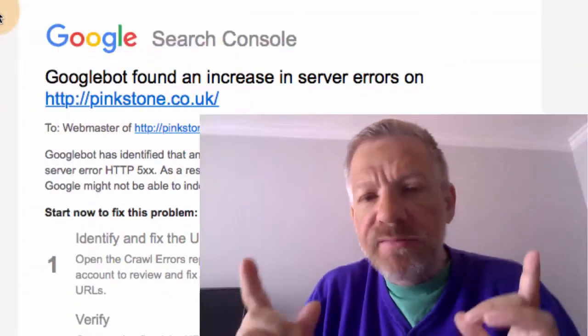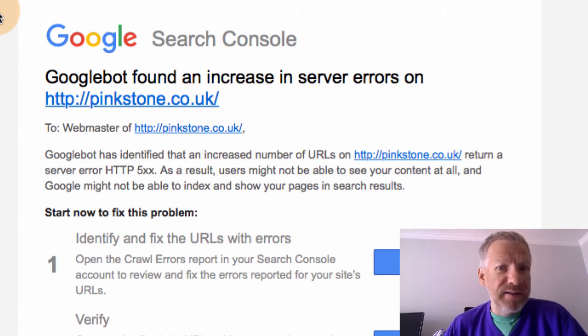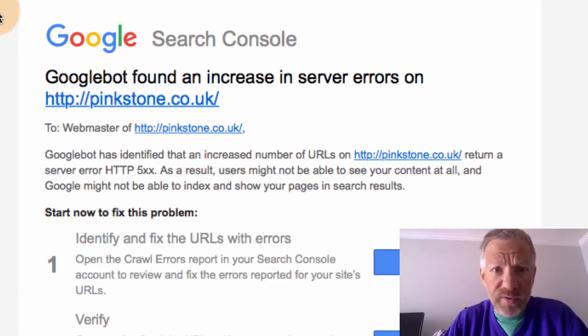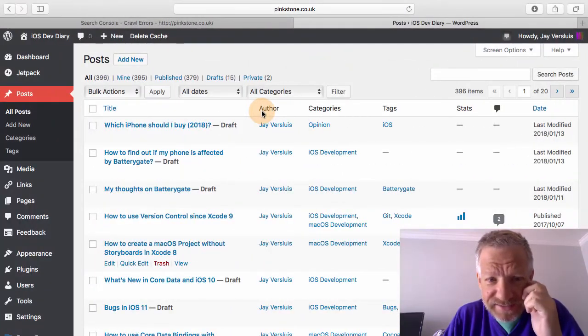I'm going to show you a quick WordPress tip that I've picked up because of something that Google have told me. They've sent me this email saying that Googlebot found an increase in server errors on one of your websites, pinkstone.co.uk. That's my iOS dev diary on which I share tips and tricks on iOS development. At least I used to before I got bored with it.